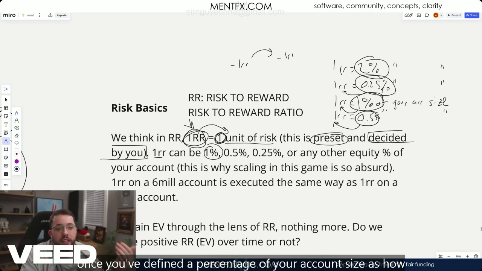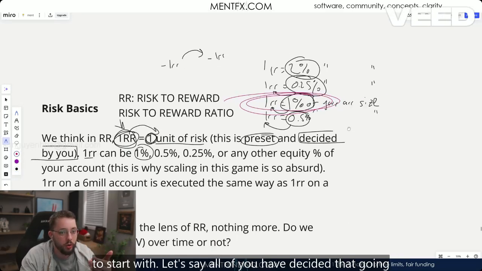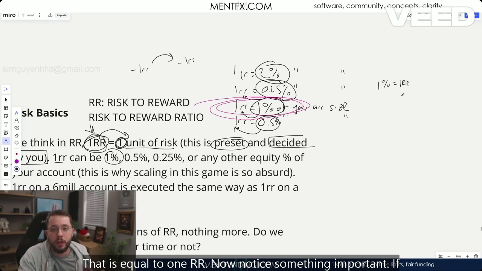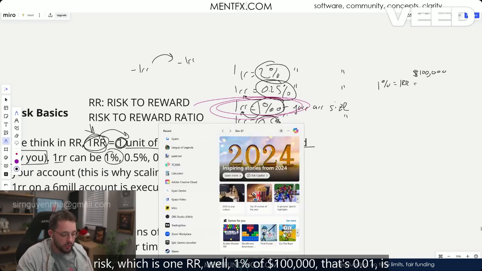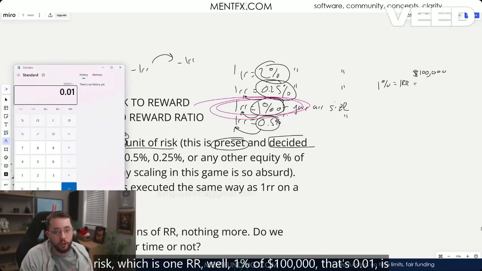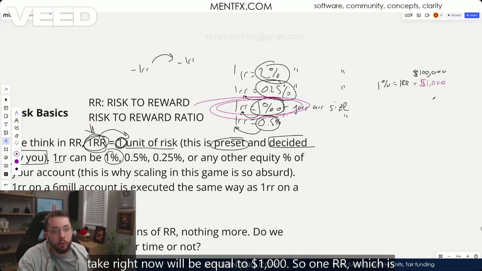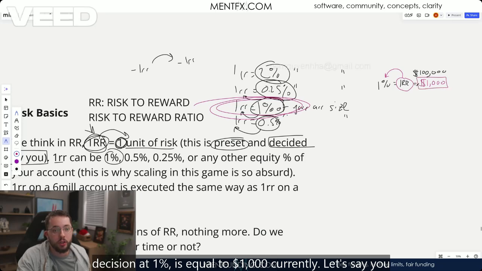So once you've defined a percentage of your account size as how much you're going to risk, let's assume 1% to start with. Let's say all of you have decided that going forward, you are going to risk 1% of your account. That is equal to 1 RR. Now notice something important. If your account size is $100,000, then your 1% risk, which is 1 RR, well, 1% of $100,000, that's 0.01, is $1,000. So your risk on any given trade that you take right now will be equal to $1,000. So 1 RR, which is 1 unit of risk, which for you has been preset by your own decision at 1%, is equal to $1,000 currently.